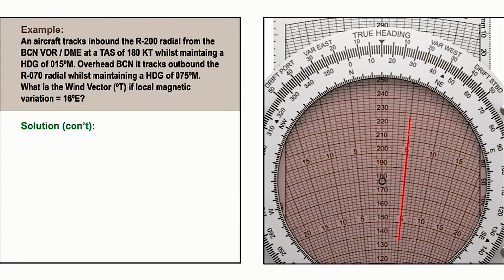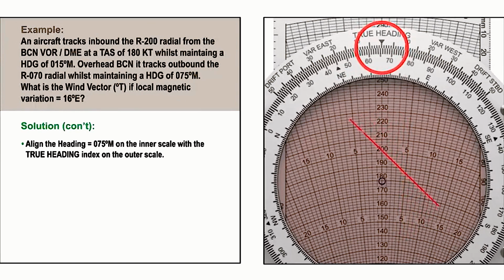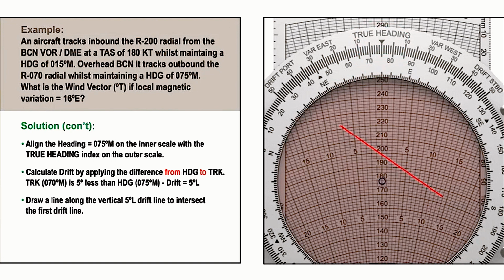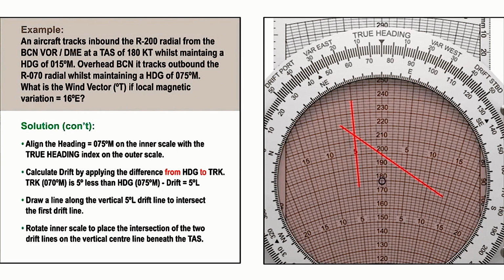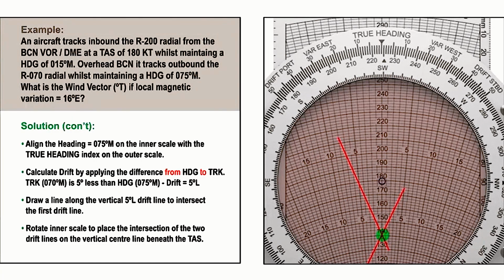Now we calculate the drift for the leg outbound from the Bravo Charlie November. We align the heading of 075 degrees magnetic on the inner scale with the true heading index, and working from heading to track, we can see that we have 5 degrees left drift on this leg. So we draw a line down the 5 degrees left drift line to intersect our first line. Now rotate the inner disc so that the point of intersection is on the centre line beneath the centre dot, which is over the true airspeed.